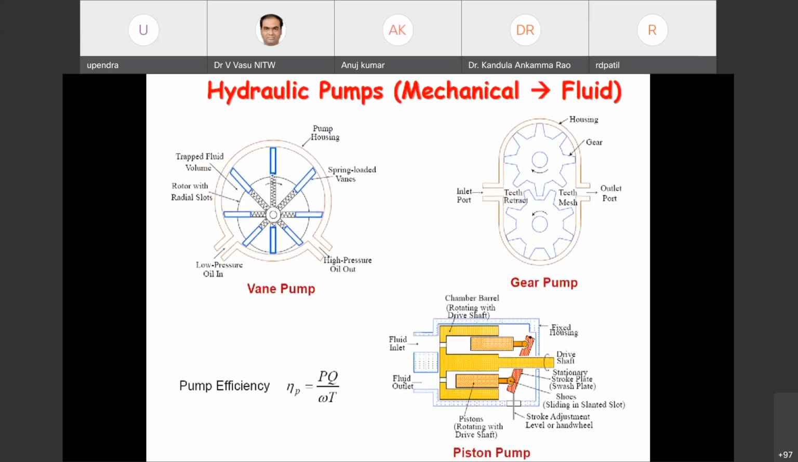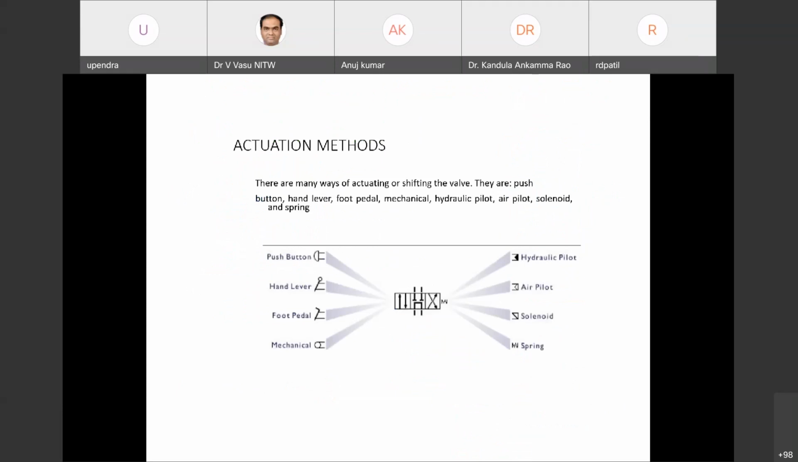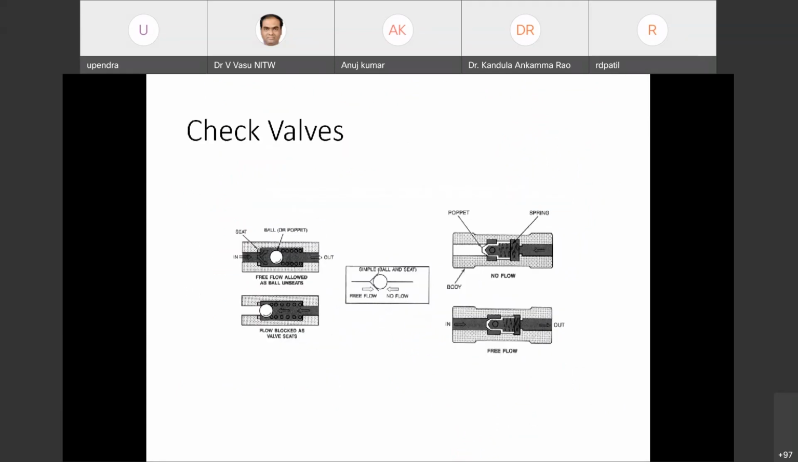So these are the different types of pumps used here. Vane pumps, gear pumps, and piston pumps are the pumps mainly used in these hydraulic circuits, along with the direction control valve. As I explained previously, the direction control valve can be solenoid operated or spring operated. We also have push button operated, hand lever operated, foot pedal operated, and mechanical operated. These different activating mechanisms are used for the activation of this direction control valve.